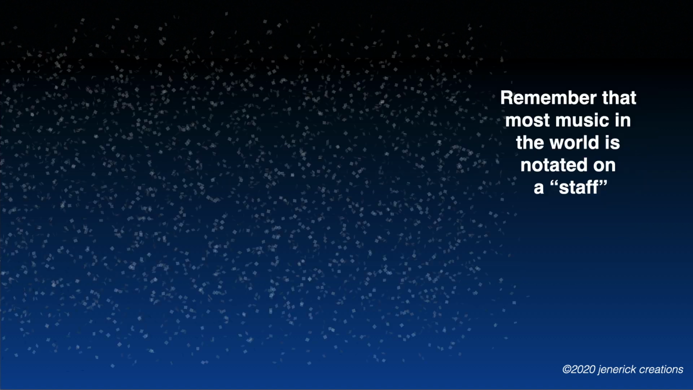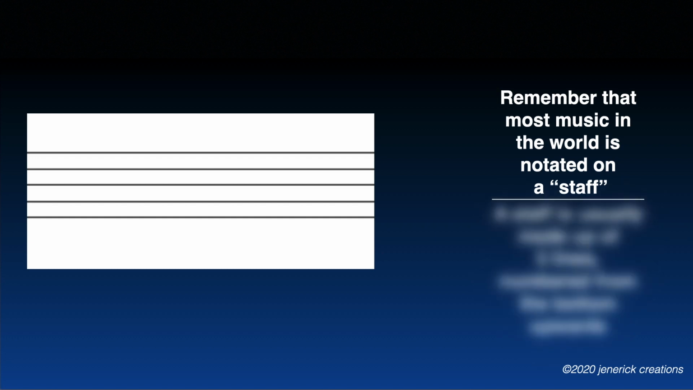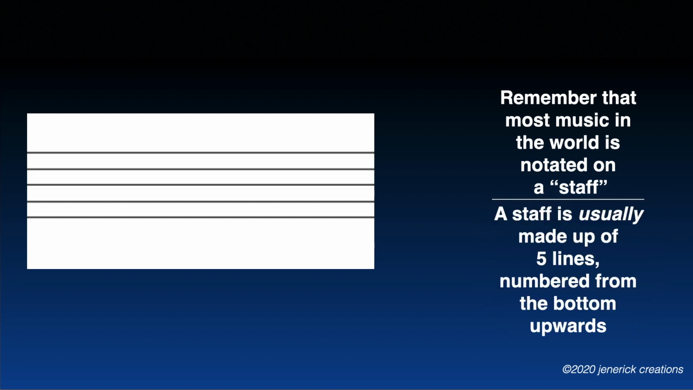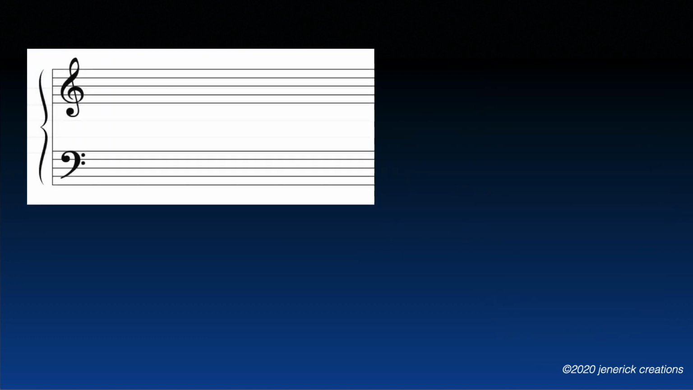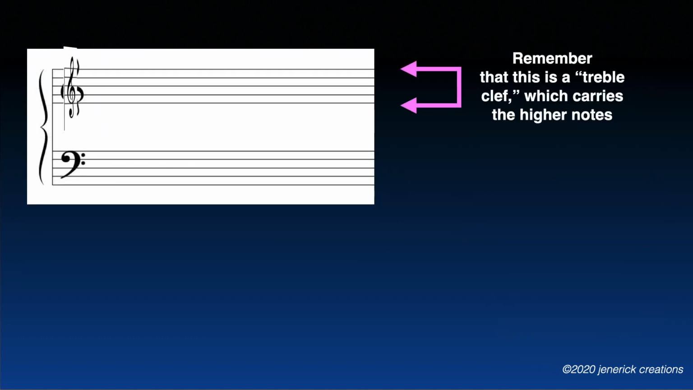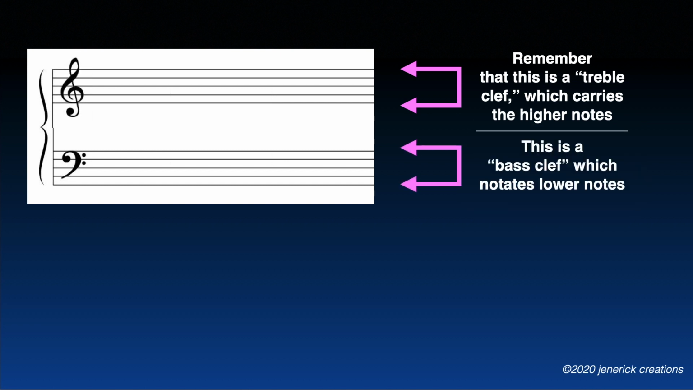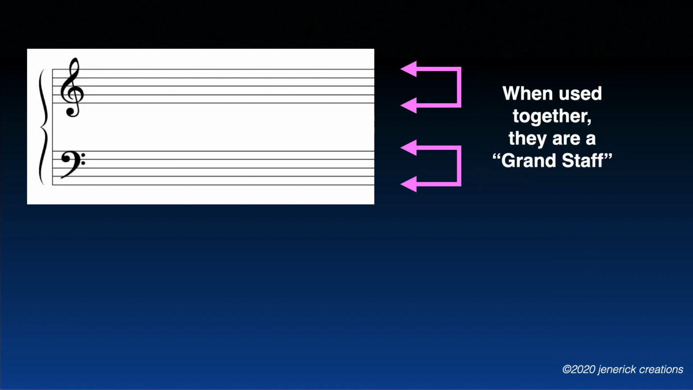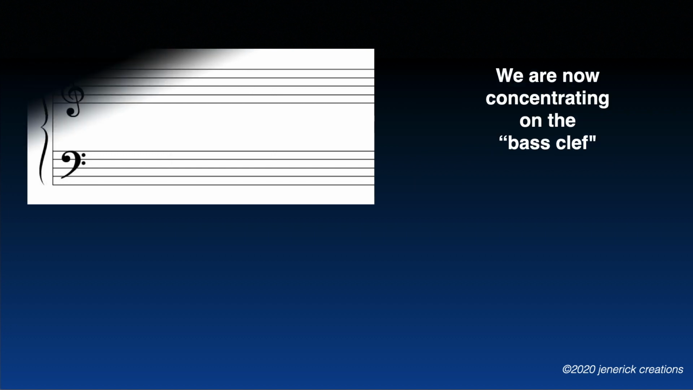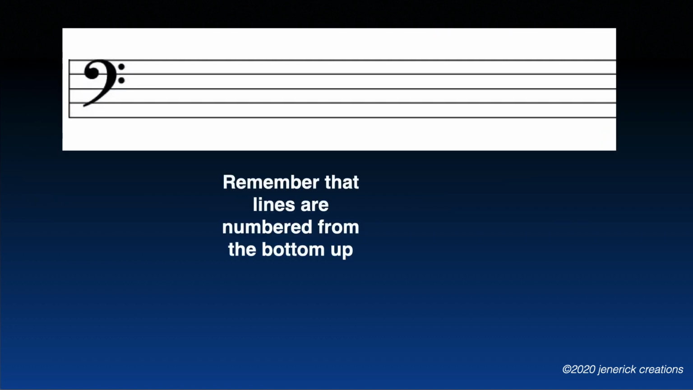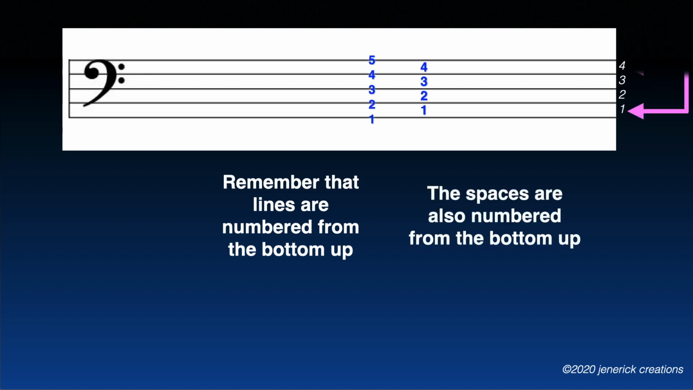Remember that most music in the world is notated on a staff. A staff is usually made up of 5 lines numbered from the bottom upwards. Remember that this is a treble clef which carries the higher notes, and this is a bass clef which notates lower notes. When used together, they are a grand staff. We're now concentrating on bass clef. Remember that lines are numbered from the bottom up, and so are the spaces.